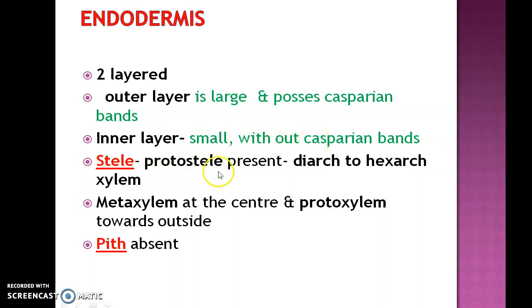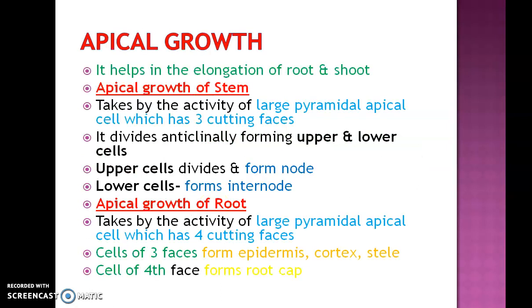Stele is protostele in nature. Diarch to tetrarch xylem is present. Metaxylem is seen at the center. Protoxylem is towards the outside. Pith is usually absent. Moving to the apical growth of root and shoot. First is the apical growth of the shoot or stem.